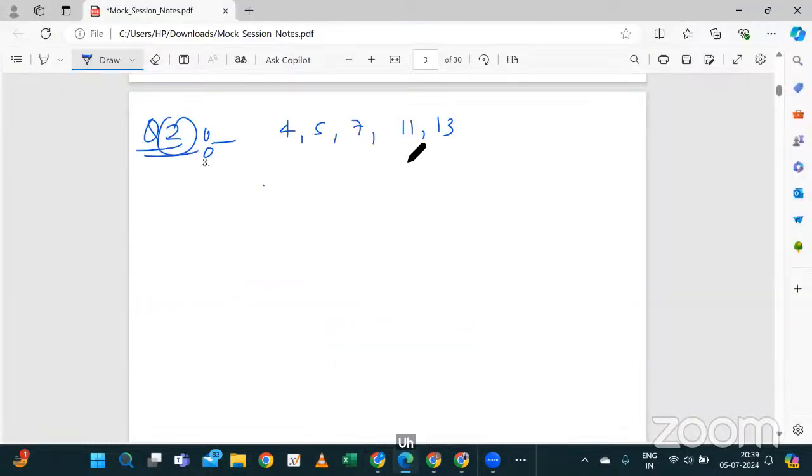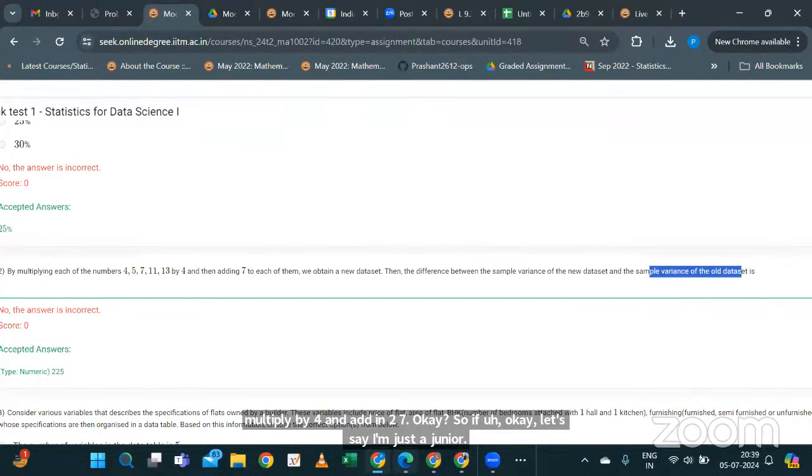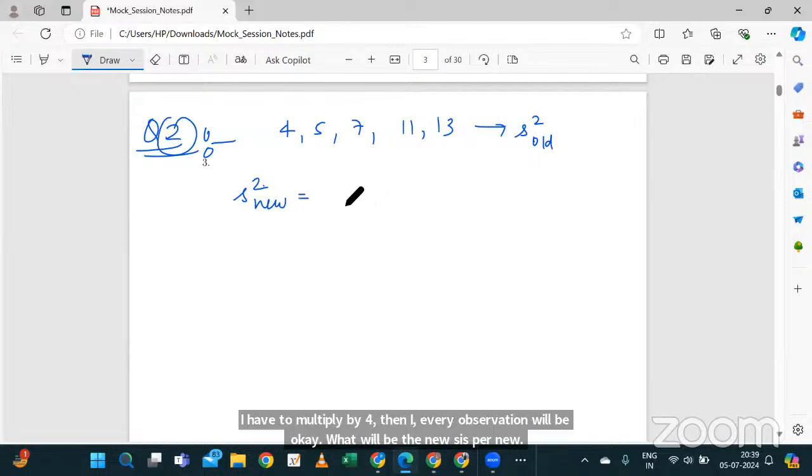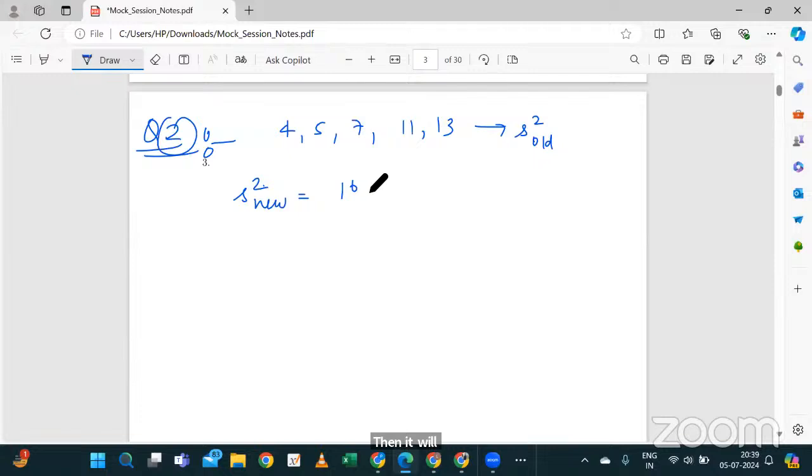Let's say the sample variance is small s square. I'm writing just s square old. If I multiply every observation by 4, what will be the new s square? If you multiply by 4, it will be 16 times the old variance, right? This is something we have seen already.